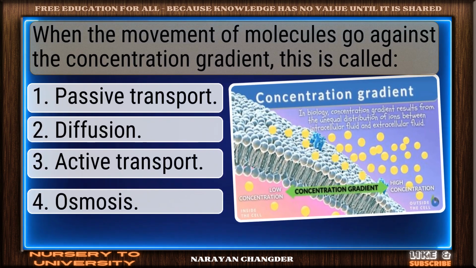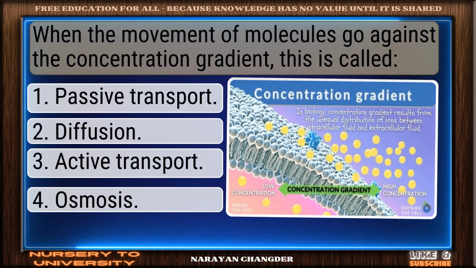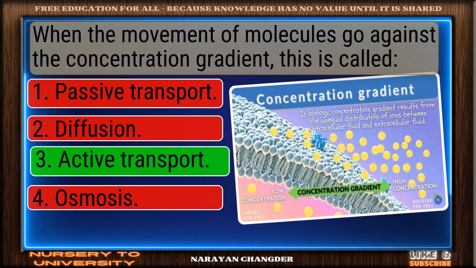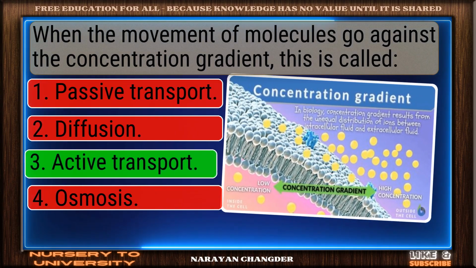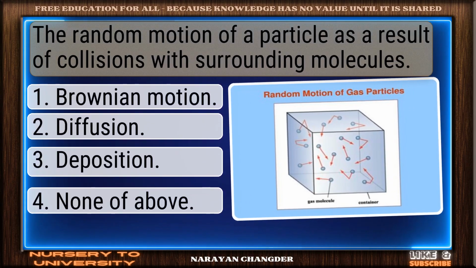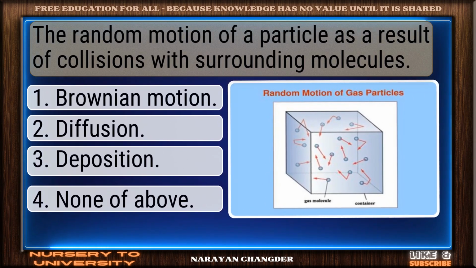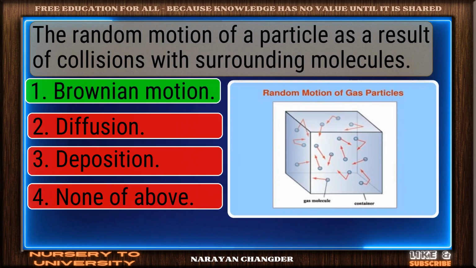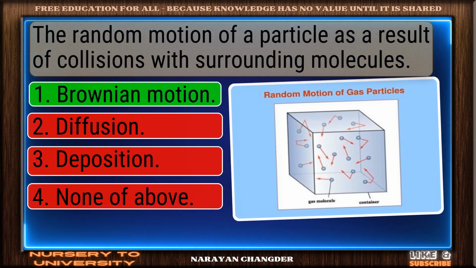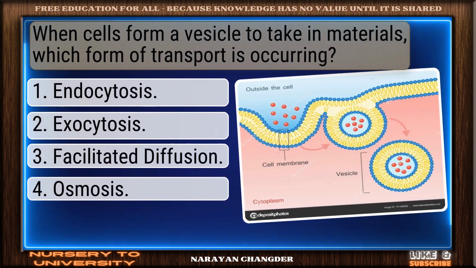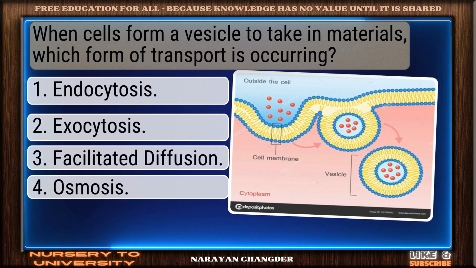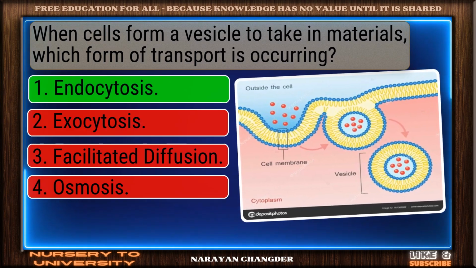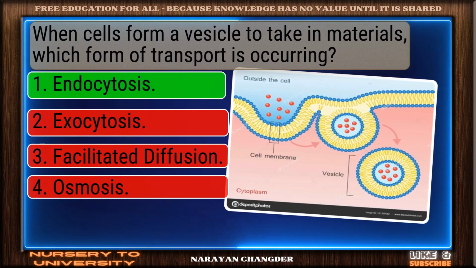When the movement of molecules go against the concentration gradient, this is called. Smart move. Active transport is an accurate answer. The random motion of a particle as a result of collisions with surrounding molecules. Exactly. Brownian motion makes sense and it is right choice. When cells form a vesicle to take in materials, which form of transport is occurring? Great job. Endocytosis is the accurate answer.